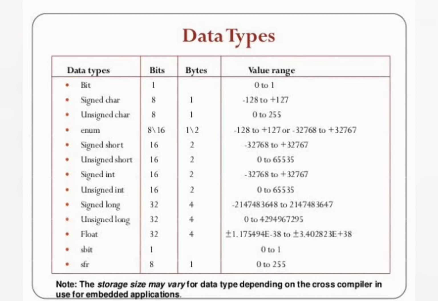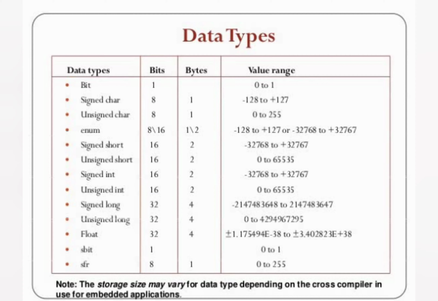In embedded C programming, we have to use data types: bits, bytes and value range. Sometimes we require variables and variable values. We can declare variables with data types: bit, unsigned char, signed char, signed short, unsigned short, signed int, unsigned int, signed long, float, sbit and SFR. According to your requirements you can choose any one. For example, bit is one bit, indicating the value of that variable changes between 0 and 1. This is the value range.